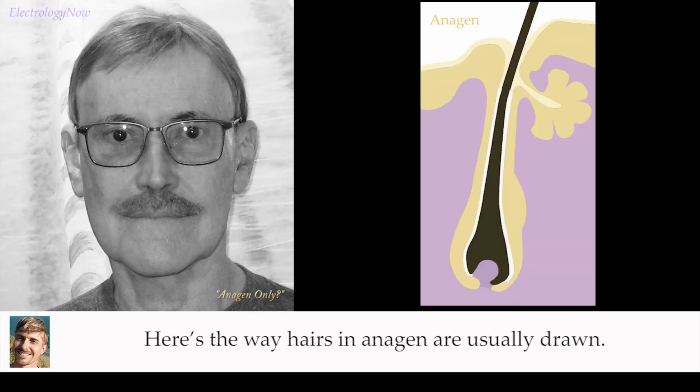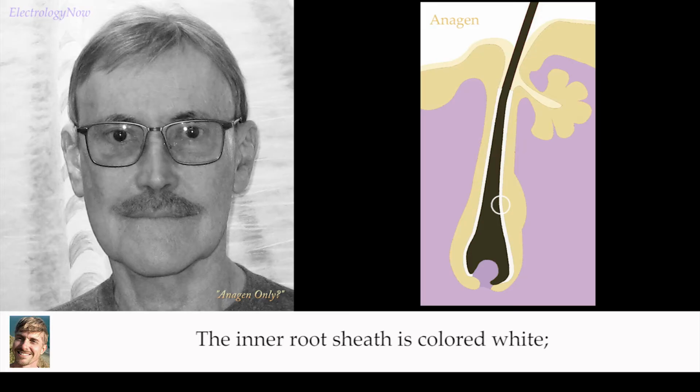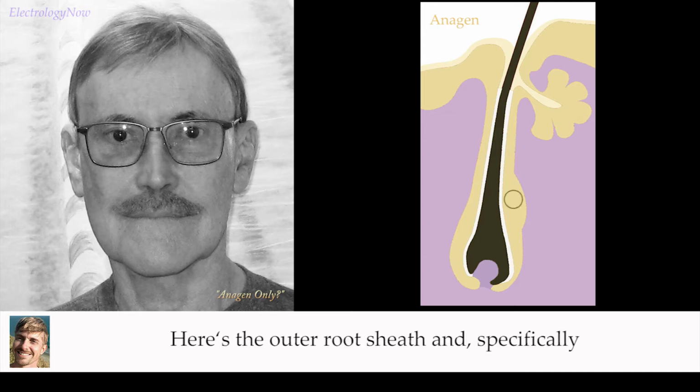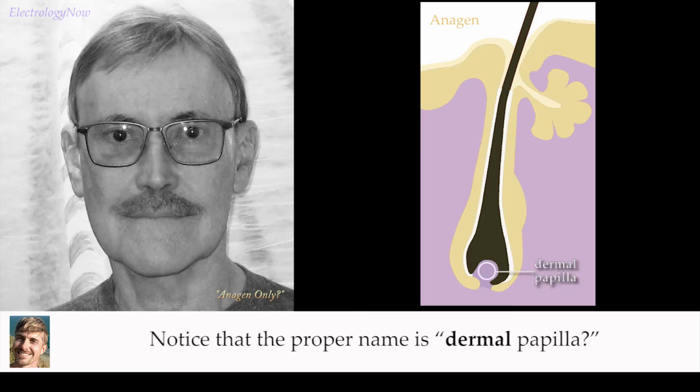Here's the way hairs in anagen are usually drawn. Here's the epidermis, and here's the dermis. The inner root sheath is colored white, as it appears when you epilate a hair. Here's the outer root sheath and, specifically, the bulge area of the outer root sheath. The outer root sheath is rich in stem cells. Now it gets interesting. Here's the dermal papilla. Notice that the proper name is dermal papilla.